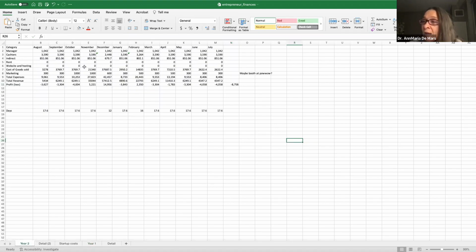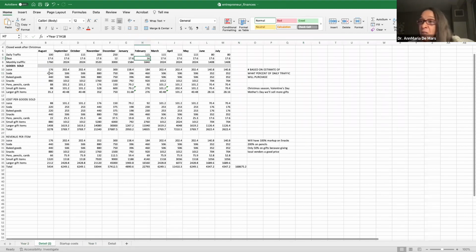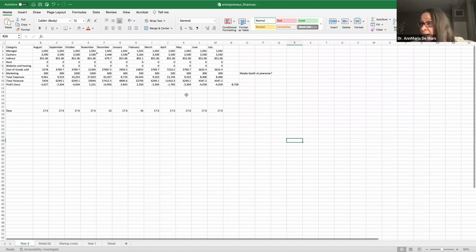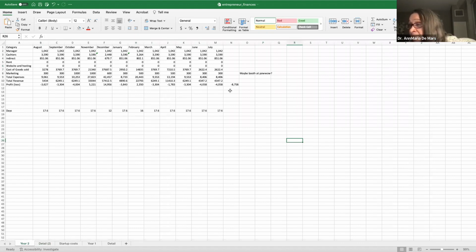So I went through this whole process again. I just copied everything over and changed some numbers. I assumed the second year we'd have more people starting out because they know who we are. We'd have more people every month. All the equations were the same, but pretty much all I did was change the daily traffic. I did not give everybody a raise because we are still already losing money. And so it came out to the second year, we'd lose $8,700.